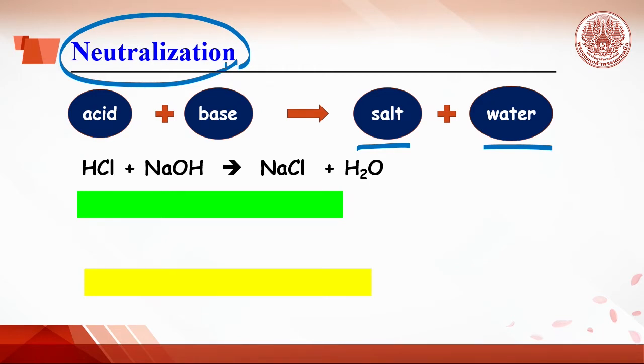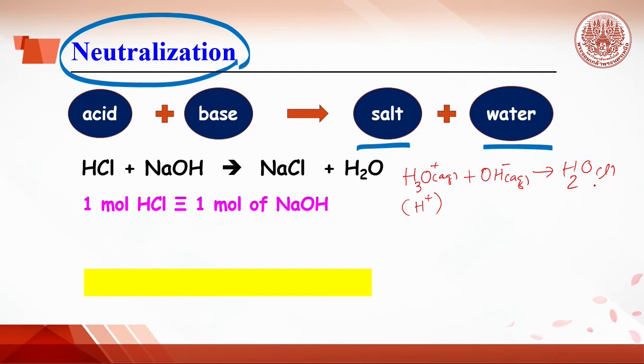This reaction is an ionic reaction, so we can write down hydronium ion, which is in aqueous solution, or hydrogen ion, reacting with hydroxide ion in aqueous solution. We'll get water in liquid form. This equation is balanced, so 1 mole of acid reacts with 1 mole of base.